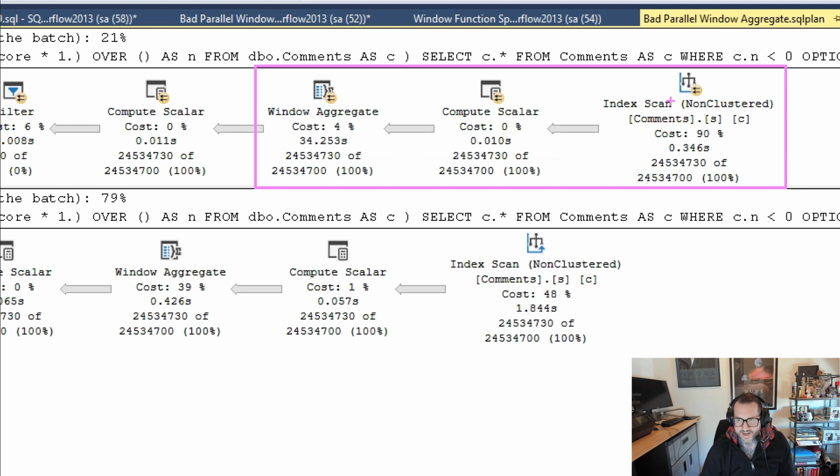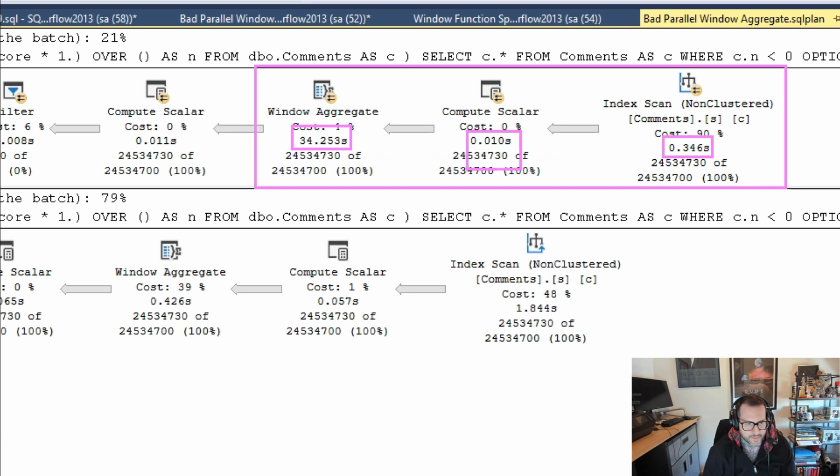We have an index scan that's quick. We have a compute scalar that's also quick. But then we have this window aggregate, and window aggregate happens in queries that use batch mode. This is batch mode on row store, but you could most likely see the same thing happen if you were to trick SQL Server into using batch mode, either by left joining off to an empty temp table or creating an empty non-clustered column store index. There are all sorts of things you could do that would trick the optimizer.